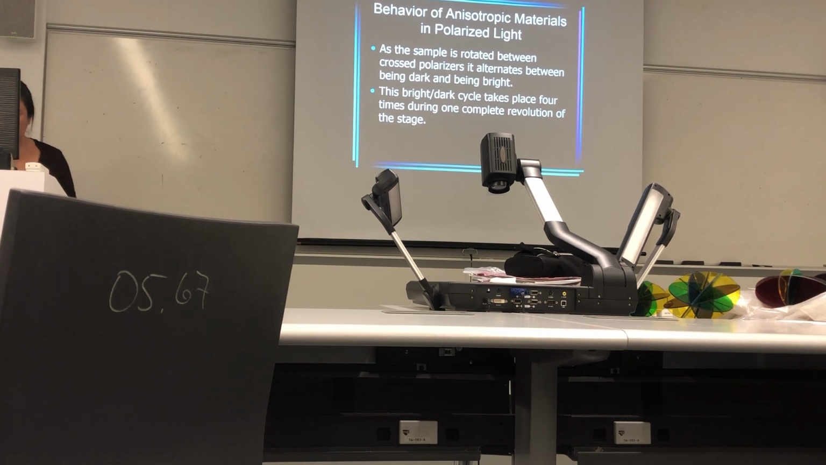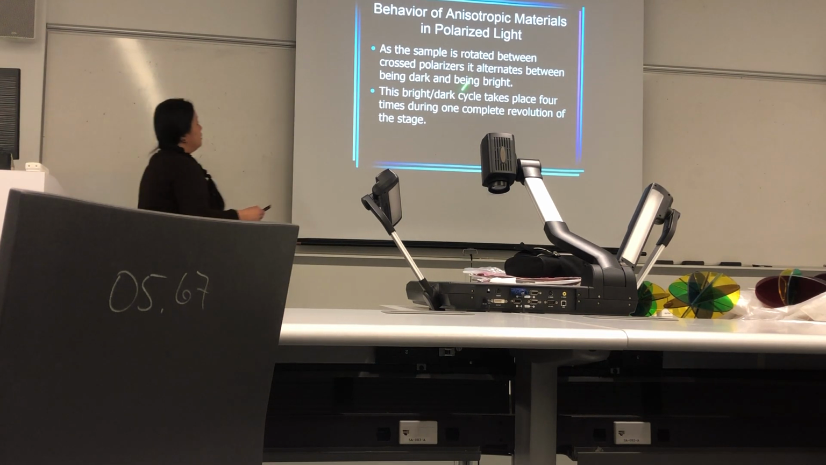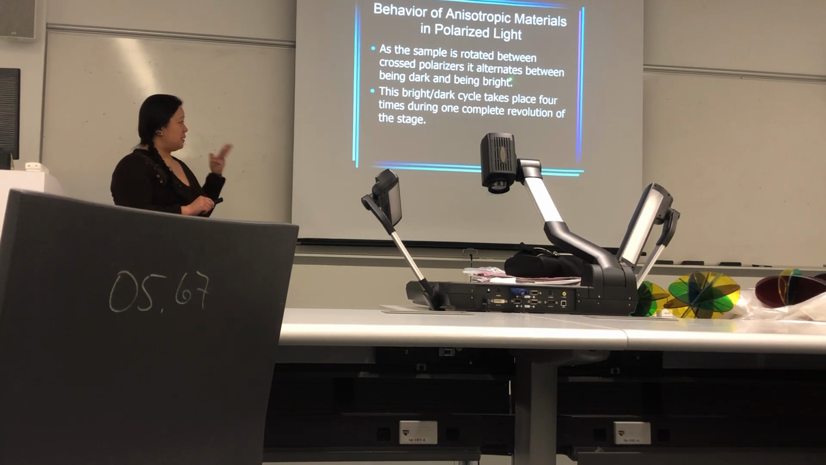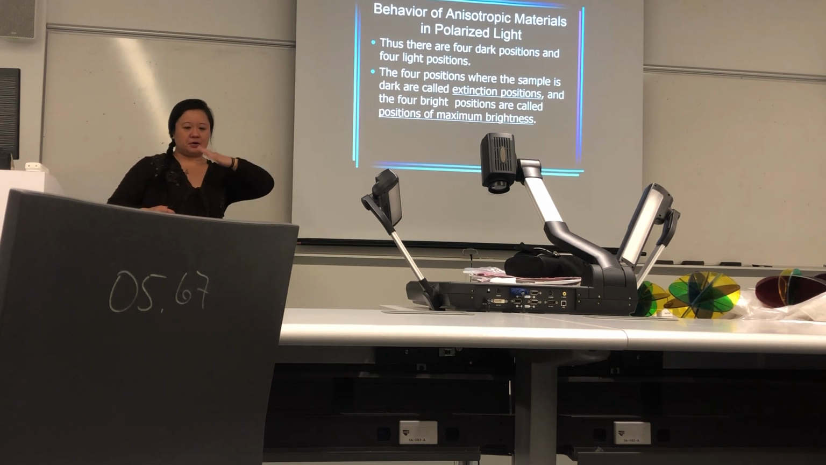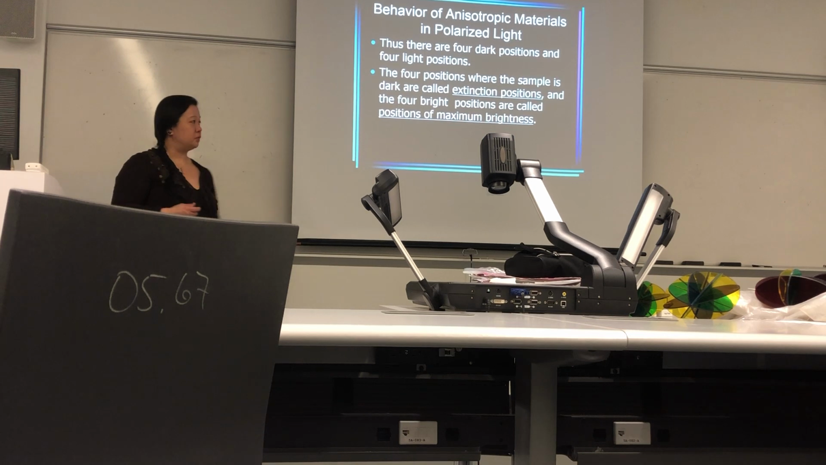Behavior of anisotropic materials in polarized light. As the sample is rotated between cross polarizers, I mentioned this before, it alternates between being dark and being bright, and it takes place 4 times during one complete 360-degree revolution of the stage. There are 4 dark positions and 4 light positions, and then the intermediary as it's going from dark to brighter, brighter, brighter, brightest, dimmer, dimmer, dimmer, dimmer, darkest.